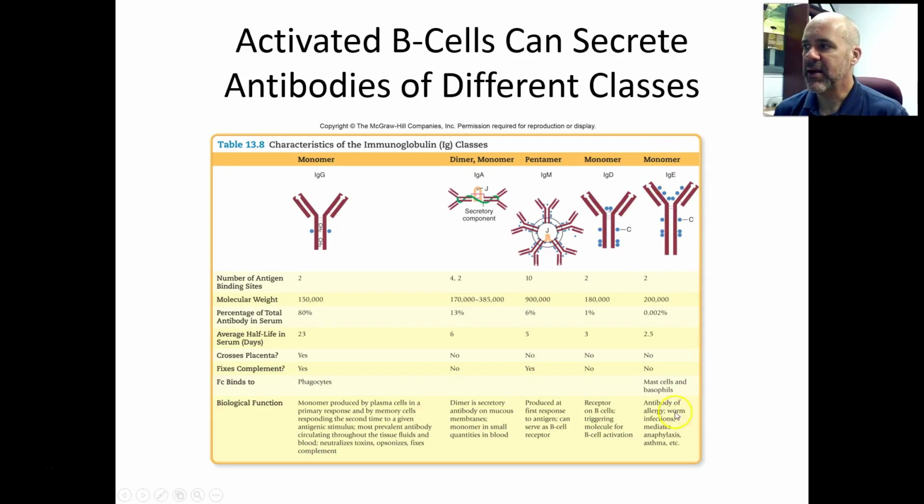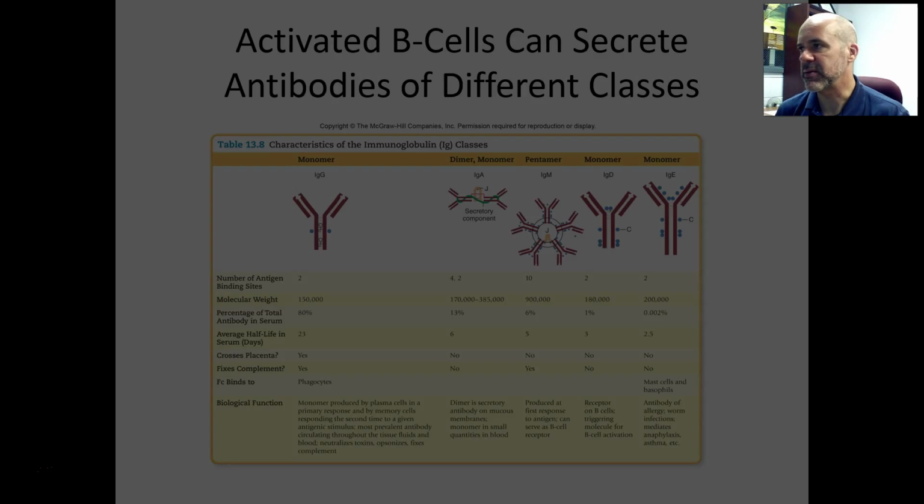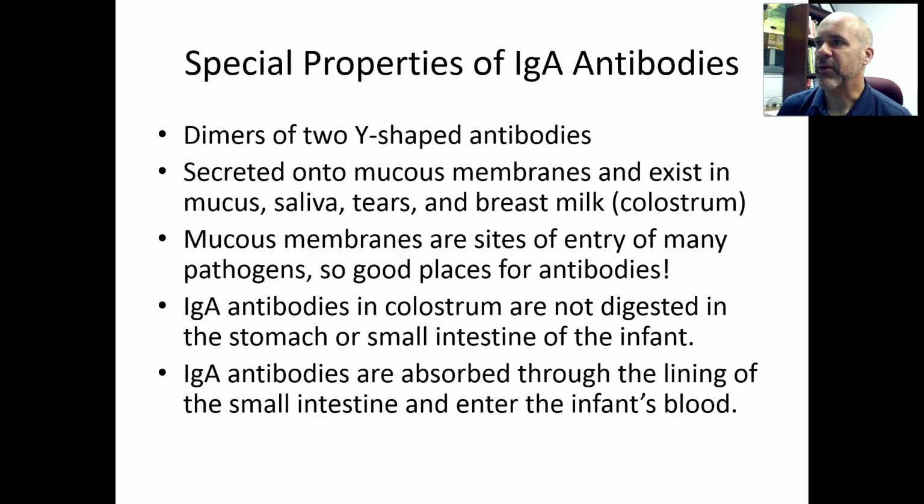IgE antibodies are important for worm infections, helminth infections. So that's probably one of their major roles. They're really supposed to be the antibodies that attach to parasitic worms and play a role then in attracting in the cells that are going to kill the worms. They're also involved in anaphylactic reactions, like if you go into anaphylactic shock, an extreme allergic reaction, and they play roles in asthma. So we'll hear more about those guys when we get into Chapter 14.